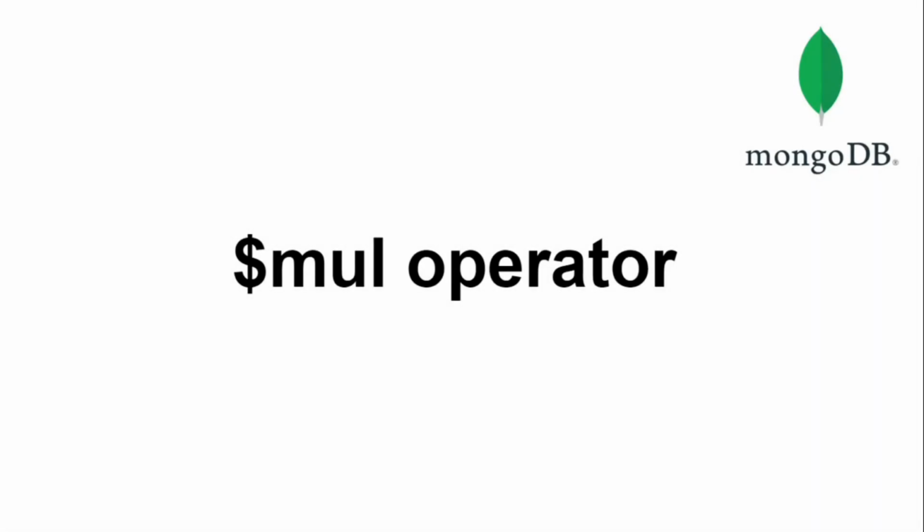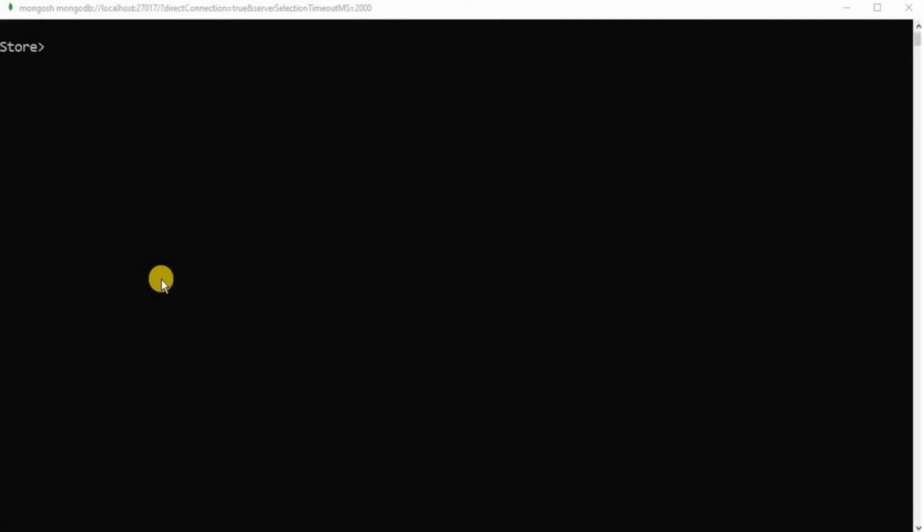Welcome back. In this video, I'm going to show you what is the purpose of the mul operator and how you can use the mul operator in MongoDB. The mul operator or multiply operator in MongoDB is also a type of update operator. The mul operator updates the value of a field by multiplying it with any constant number.